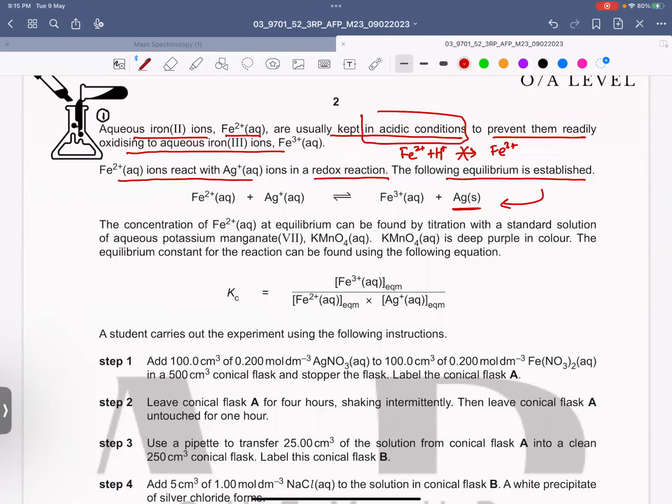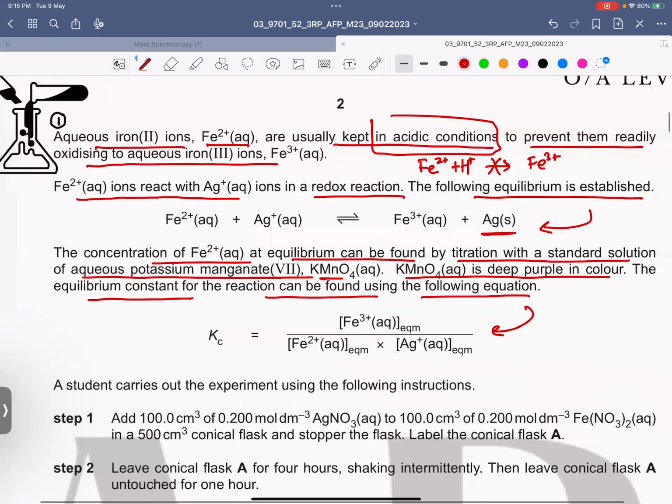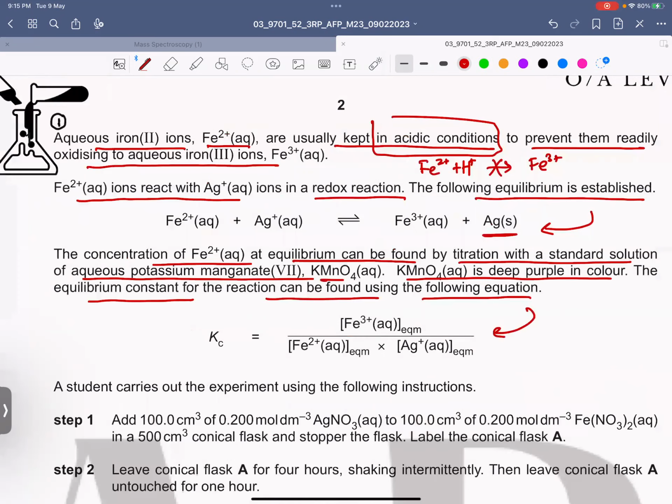The concentration of Fe2+ aqueous at equilibrium can be found by titration with the standard solution of aqueous potassium manganate 7, KMnO4. KMnO4 aqueous is deep purple in color. The equilibrium constant for the reaction can be found using the following equation. So here you have an equation, and it is the same as the Kc expression that you did in your AS syllabus as well. The only thing, if you look over here, they have written eqm, and that is actually referring to equilibrium, which means that the concentrations used over here are equilibrium concentrations.